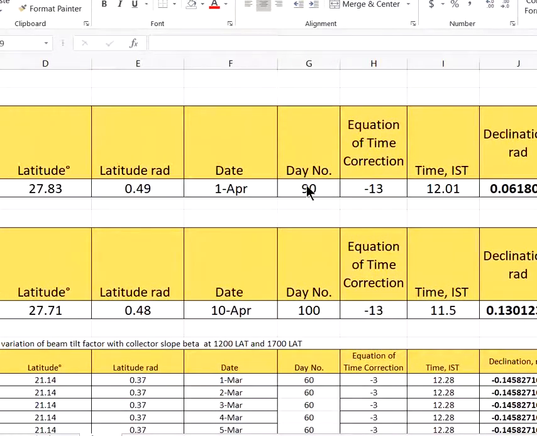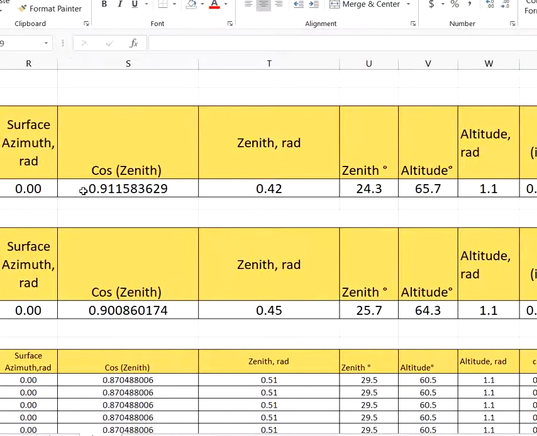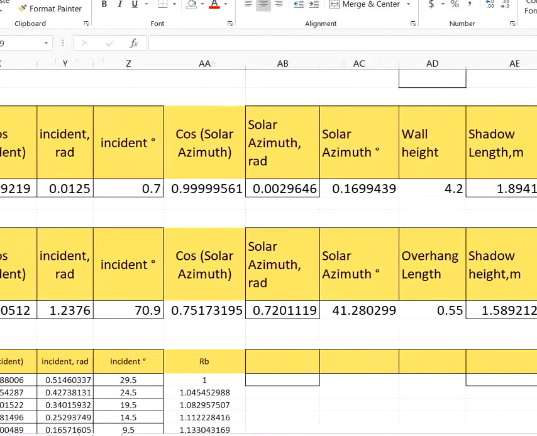Because 1st of April is day number 90, and if we go on towards the end of April, the day number will keep increasing to 90 plus 30, 120. But corresponding to that, the length of the shadow will go on increasing. So we will take 1st of April, at which the length of the shadow will be least. Cos theta z comes out to be 0.91. Zenith angle is 24.3. Altitude and everything is calculated here.